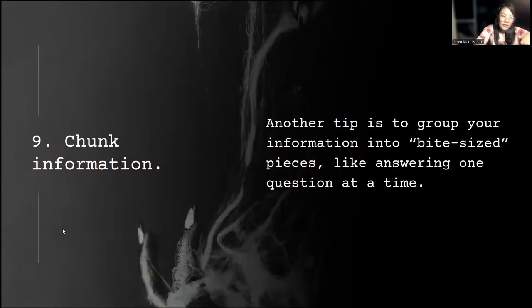Next, second to the last is to chunk information. This is another tip that would make it easier for your audience. Chunking information is to have your information grouped into bite-sized pieces, like answering one question at a time. Number 9 will help your online visitors to have some of their questions answered while having a clear idea about your message.